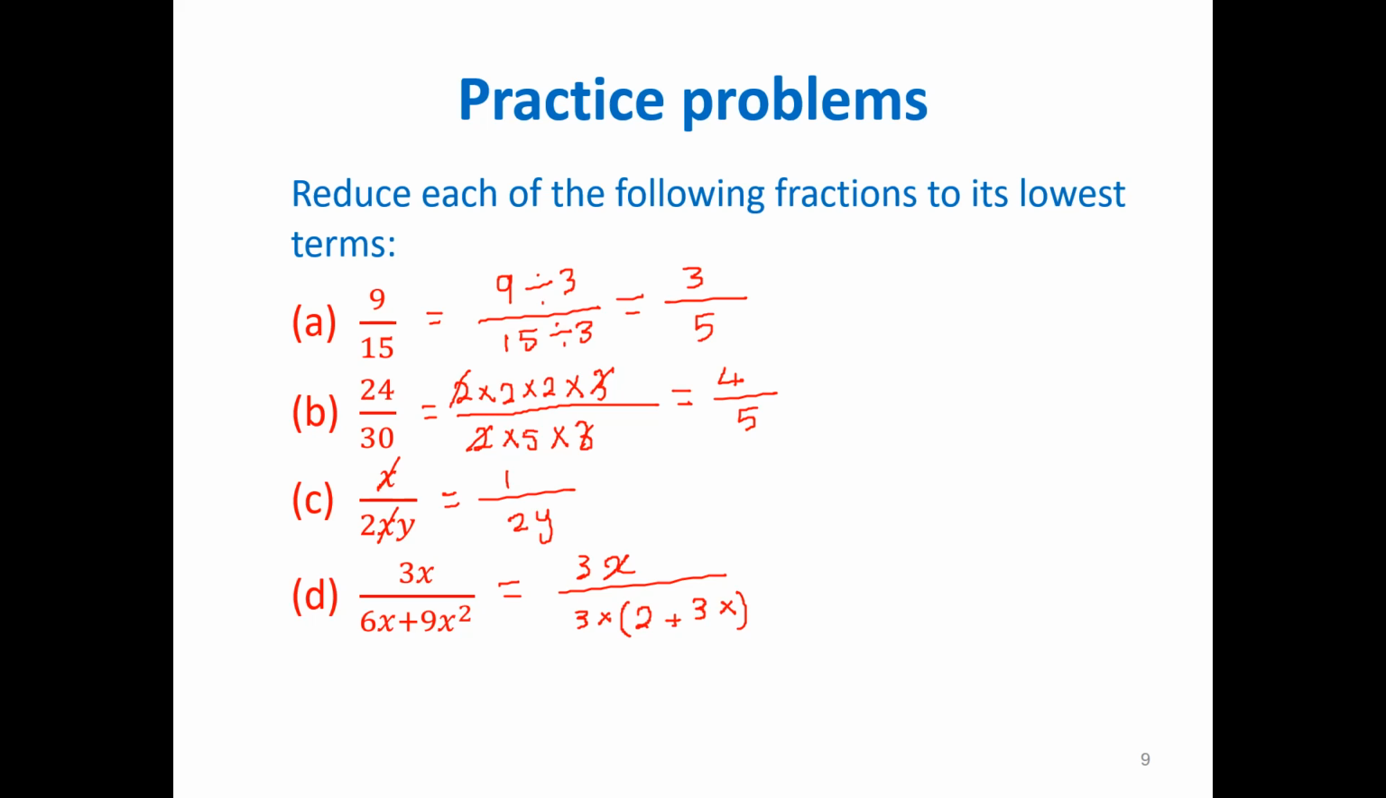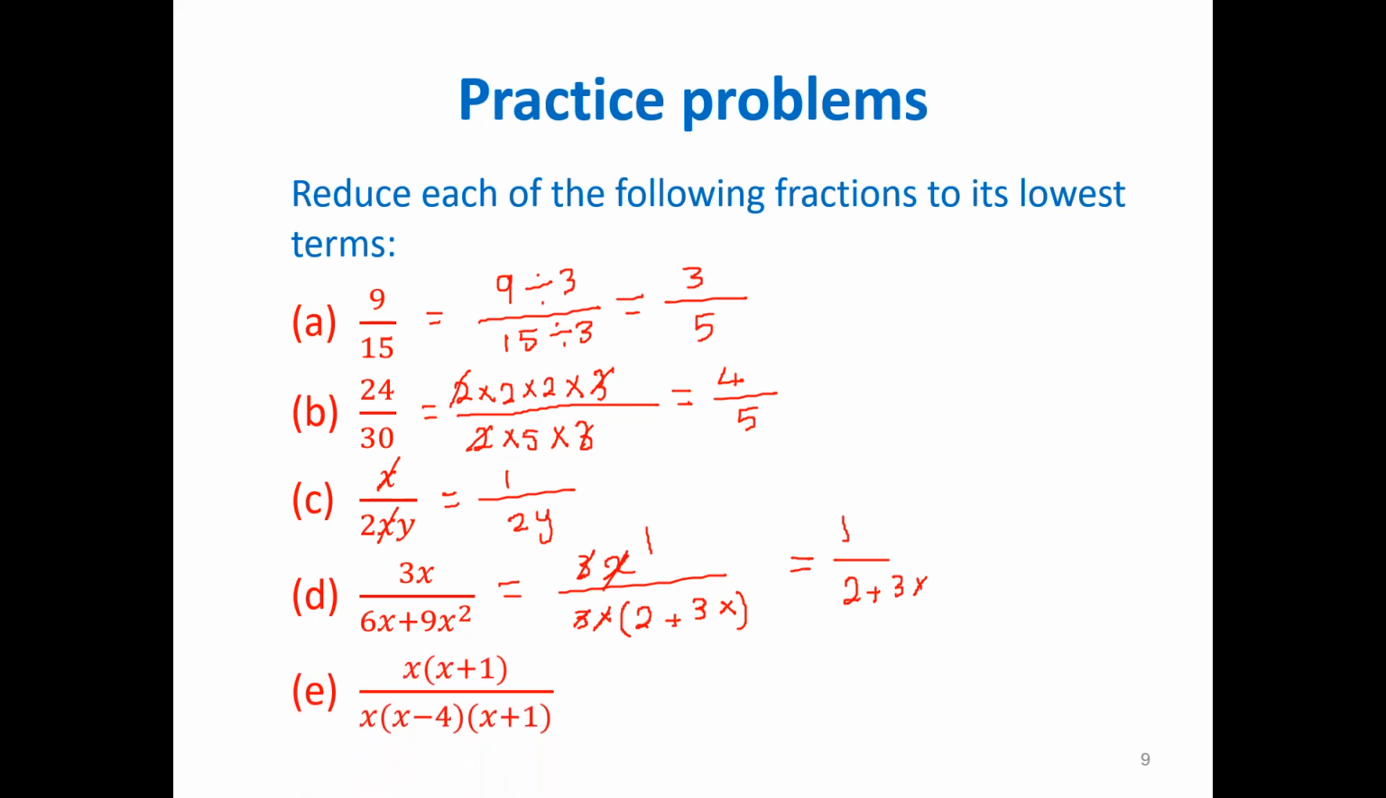To check your answer, you can multiply out this bracket. 3x multiplied by 2, you will get 6x. 3x times 3x is 9x squared. Now you can cancel 3 with 3 and x with x. The remaining up will be 1. So the final answer will be 1 over 2 plus 3x. Okay?